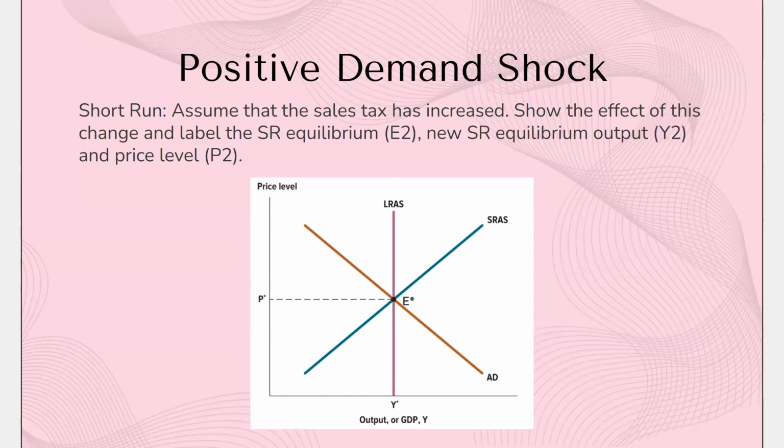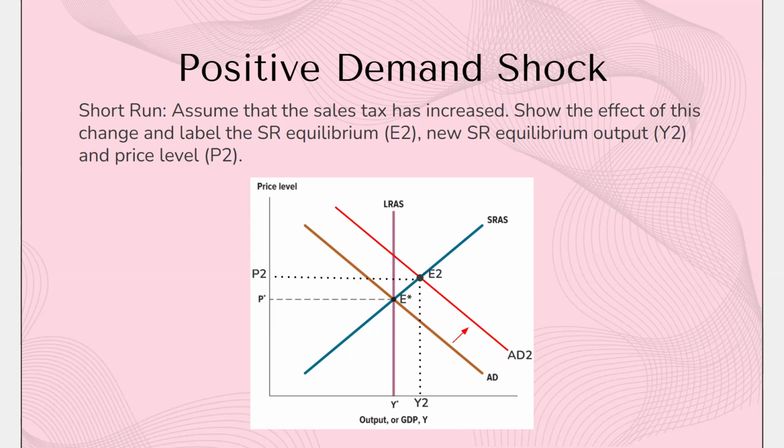In the short run, assume that the sales tax has increased. Show the effect of this change and label the new short-run equilibrium output and price level. First, we must label the equilibrium and price and output level. Sales tax is a factor of consumption, and since it has increased, it also indicates wealth and thus consumption has increased, leading to an increase in the aggregate demand curve.